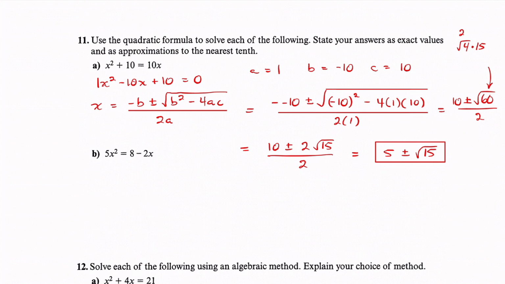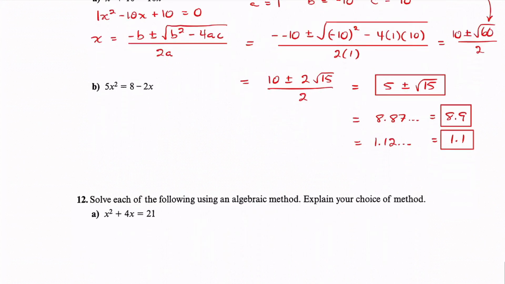To get the approximations as decimals, we can just take that and put it into our calculator. Take one where it's positive, take one where it's negative. And when you take the positive one, you're going to get 8.87 and then some other decimals. And if you take the negative, you're going to get 1.12 and then some other decimals. And then rounding each of those to the nearest tenth, this one will give you 8.9 and the other one will give you 1.1. So those are our two answers, and that is the last question that we are going to be doing together. The rest you can work on your own.